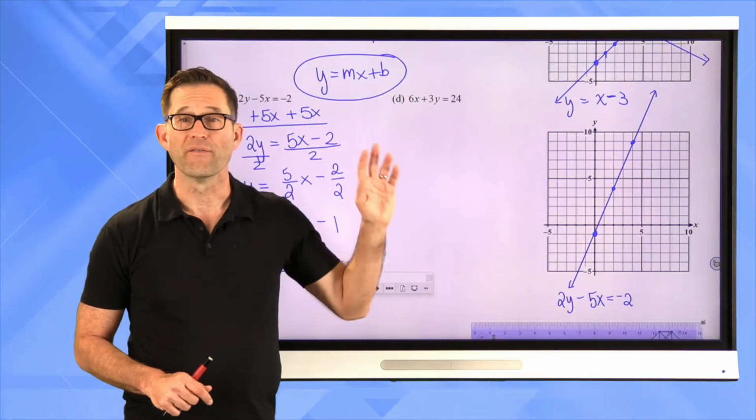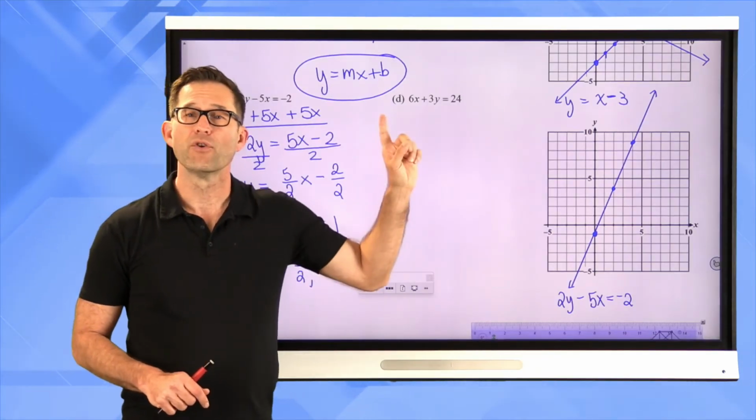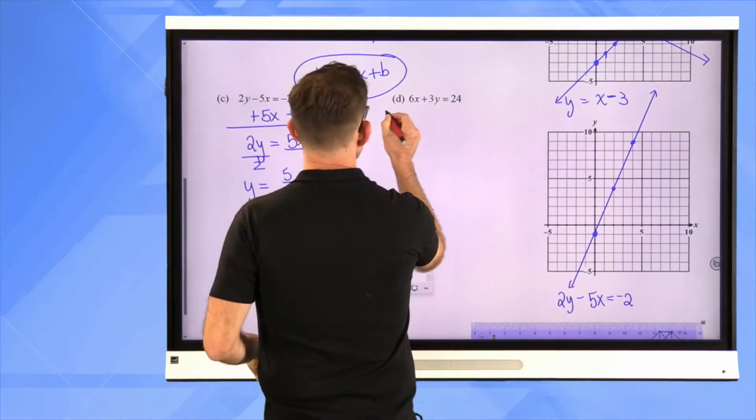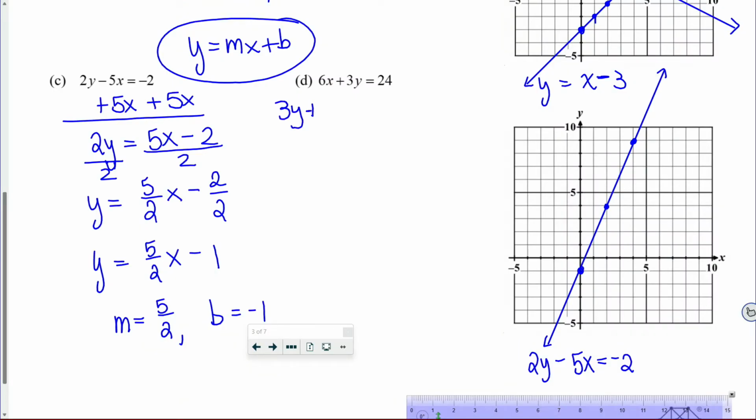All right, well, I've got to isolate the y. Now, if you're bothered by the fact that it's 6x plus 3y equals 24, you could always use the commutative property of addition and rewrite this as 3y plus 6x equals 24. Just like before, the first thing I'm going to do is move the 6x over to the other side. Keep in mind that that 24 is currently positive, so I'll get 3y equals negative 6x plus 24.